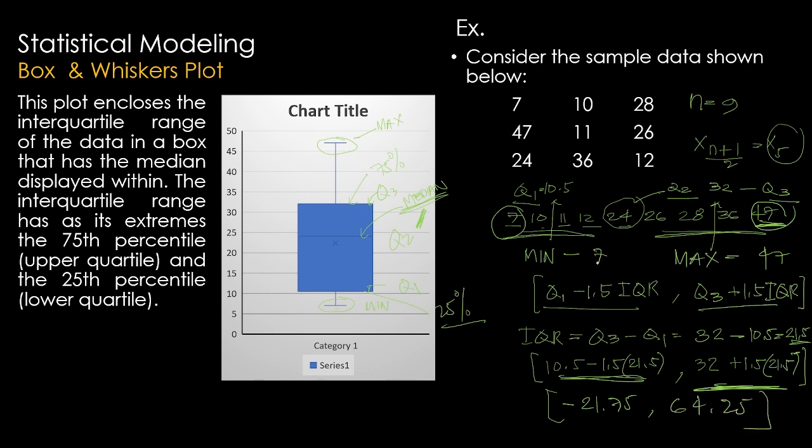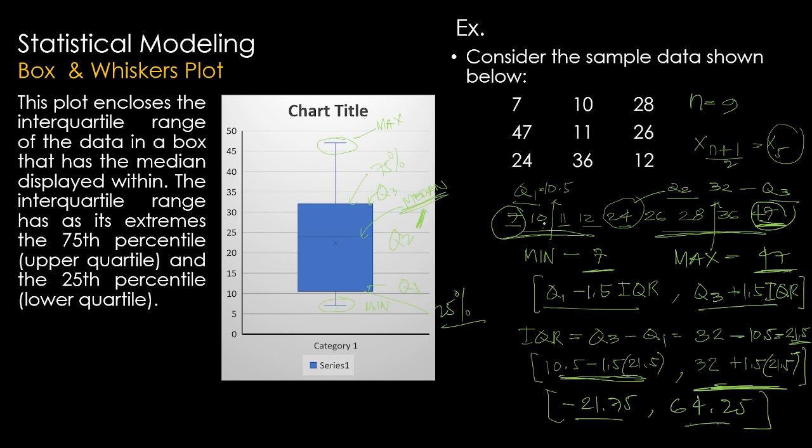So let's try to check. Our minimum value is 7, meaning it is within the range from negative 21.75 to 64.25. Your maximum is also within the range because it is less than 64.25. So therefore, your minimum and maximum value are not outliers. Had your minimum value been negative, let's say negative 22, we can say that your minimum value is an outlier.